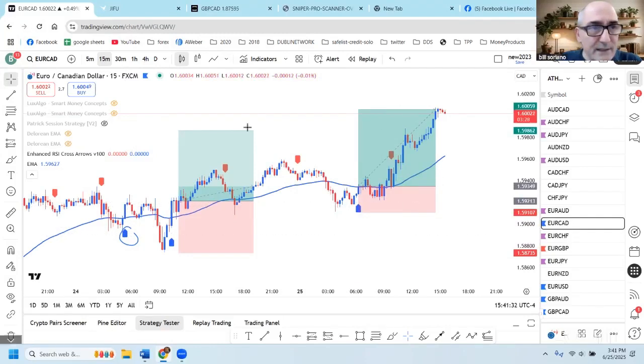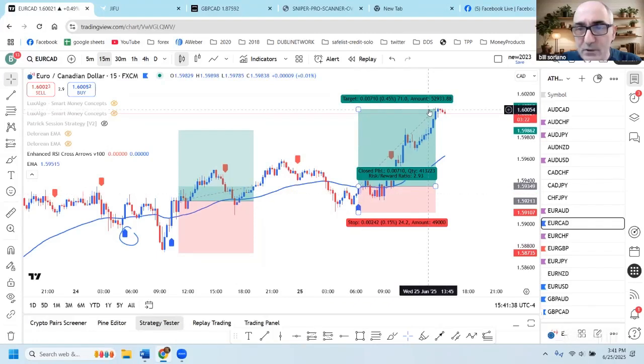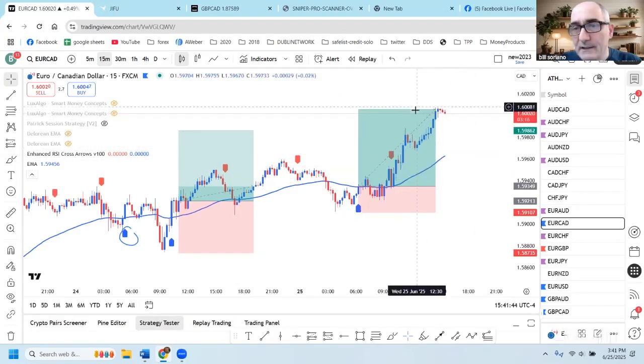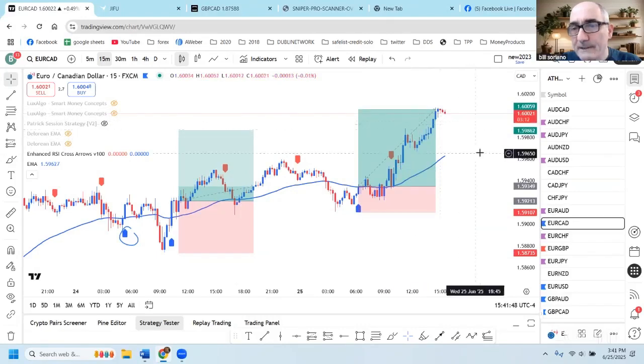Okay, but right now this is EURCAD. This one went off at 6:15 this morning. You could see this is already up almost 1 to 3 right now. So you would definitely be able to lock in, almost lock in that 2% gain, right?